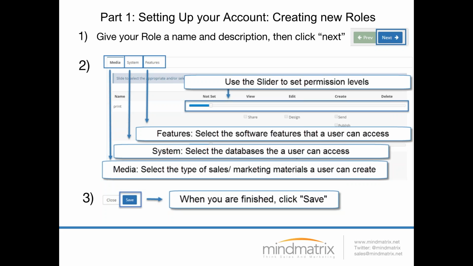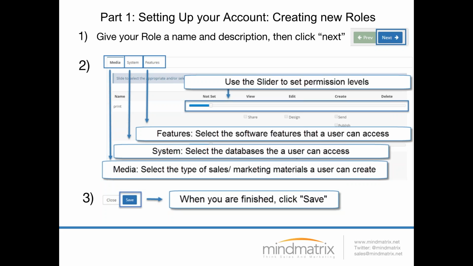Now we'll discuss roles. To create a role, go to User Management and then Role and then click Create. In this section, you will see three tabs: Media, System, and Features. In the Media tab, you can specify the type of marketing and sales materials a user can access. For example, in this screenshot, if we keep this slider at Not Set, the user would be unable to see any print assets. If we move the slider all the way up to View, then the user would be able to create, edit, and share or delete any print piece.